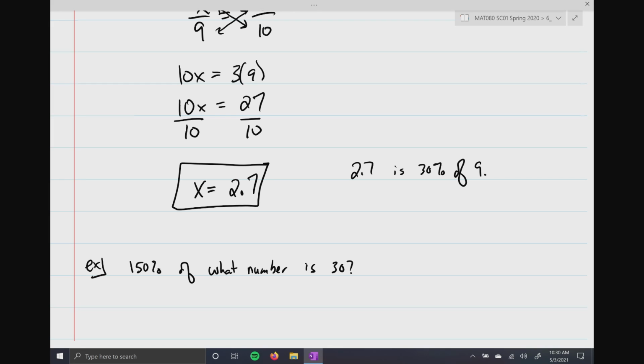I think I got the answer. All right, what'd you get? I got x equals 20. I think that looks good. All right, so let's go over it.